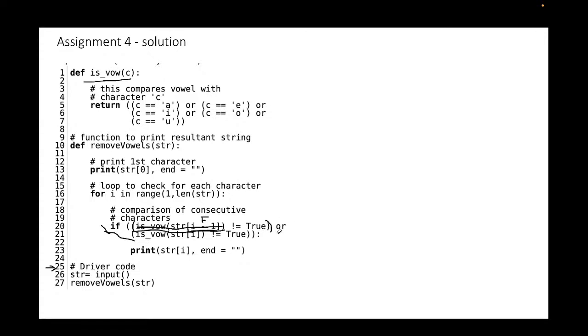Okay, and then we are having an OR. So if this itself is satisfied, if there is one true, then whatever is to the right of this OR statement, we don't even need to evaluate. We can just straight away print this string at i. But if this isVowel returns true, then it will become true not equal to true. So that is not true.